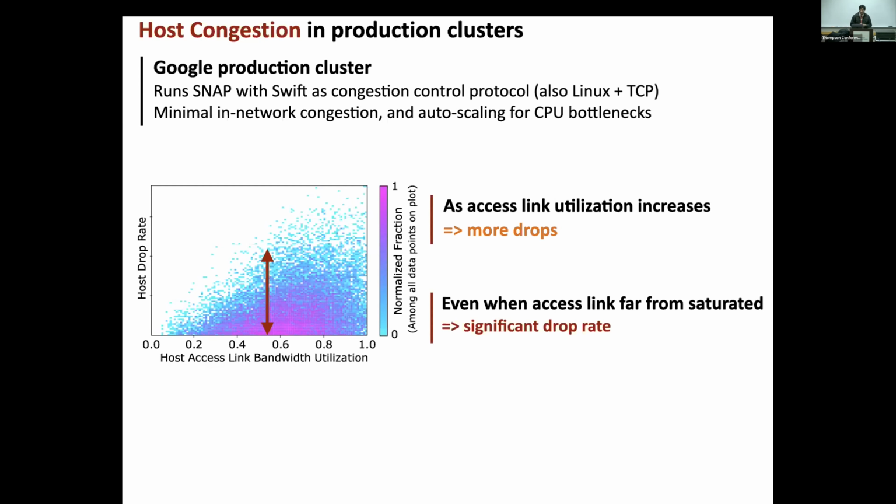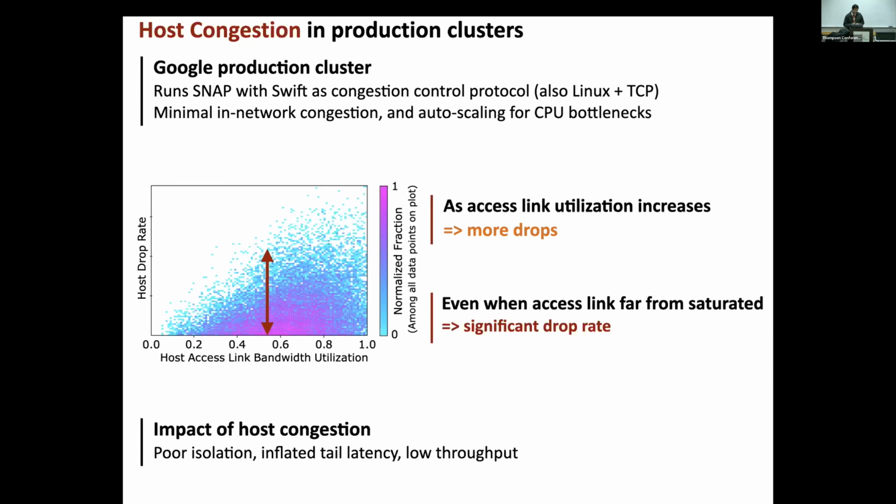Now, I'm going to dive into the root causes of this problem in a minute, but let me just quickly note that we can see significant impact on app level performance because of host congestion. For instance, we can land into poor isolation because of host drops. We can see inflation in tail latencies, lower application level throughput, and so on.